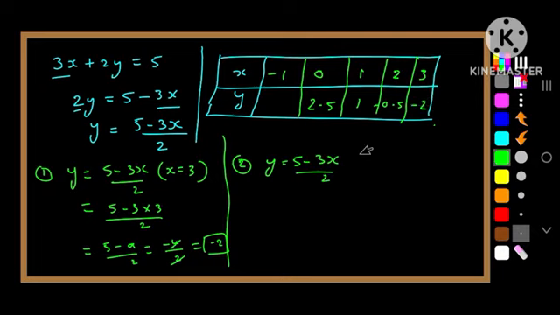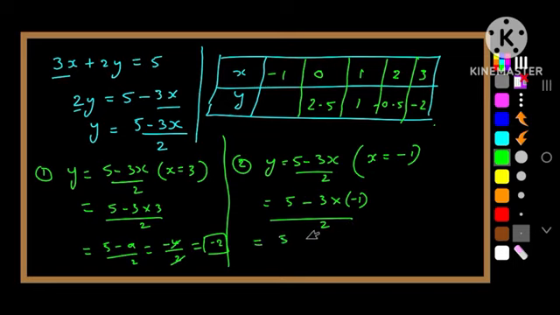So similarly I will go for minus 1. X is equal to minus 1. 5 minus 3 into minus 1 by 2. So 5 minus into minus, plus 3 into 1 is 3. So (5 plus 3) by 2, that is nothing but 8 by 2. 2 fours are 8. So here I will get the value as 4. So these are the values which we are getting.